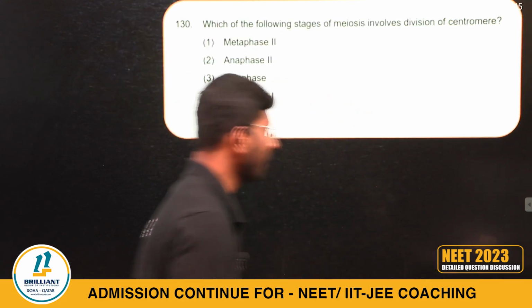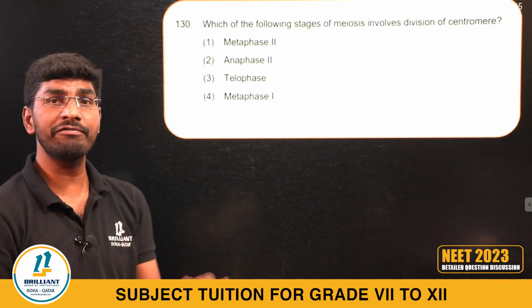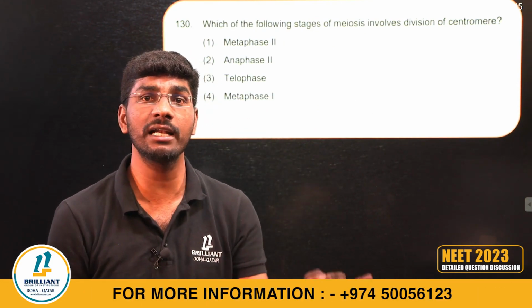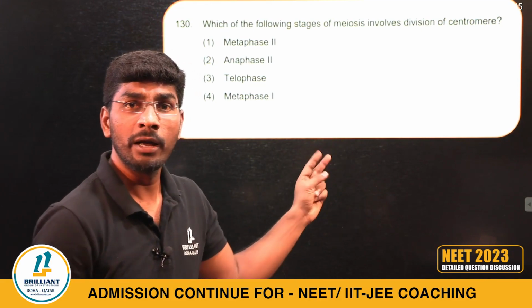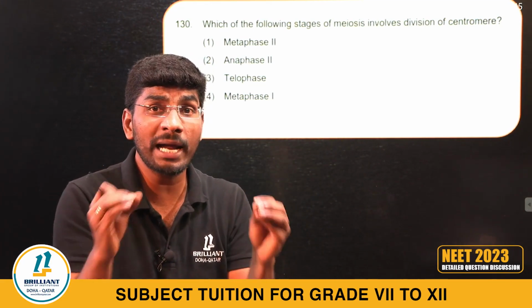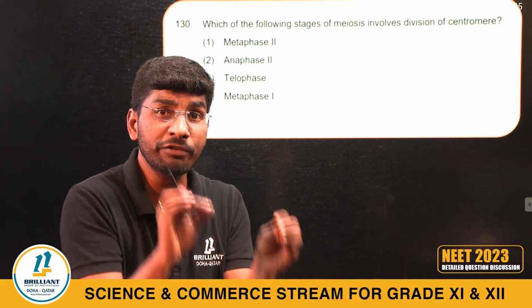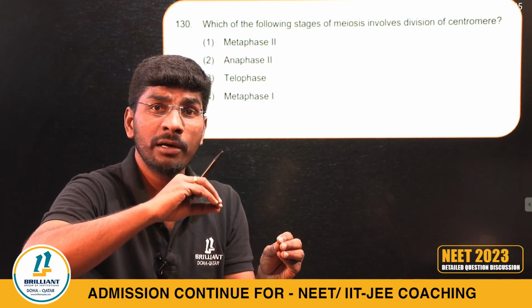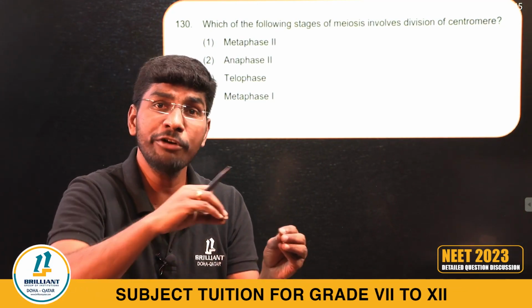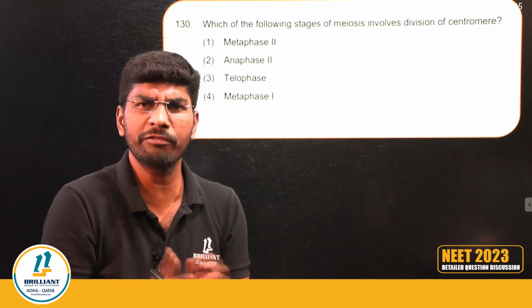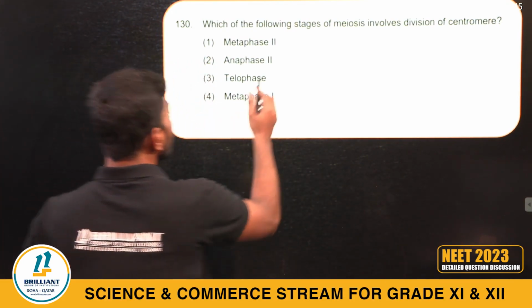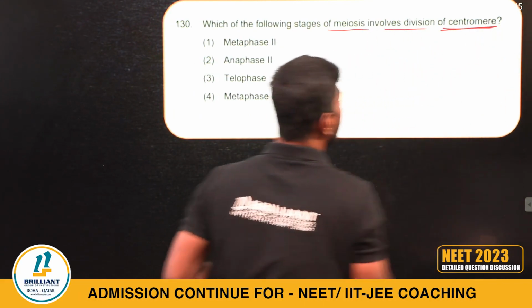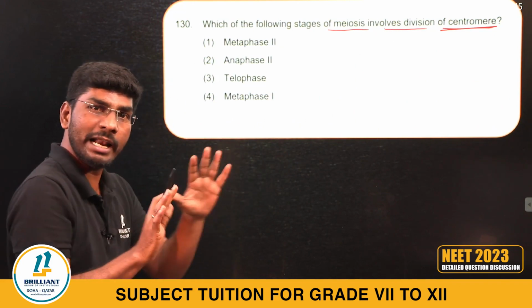Next question, 130. A very important expected question from meiosis, the cell cycle and cell division chapter. In the theory class, many times we discussed at what phase allele segregation and homologous segregation take place, and crossing over takes place, right? Centromere splitting takes place. Many topics we discussed. In this question, they are asking which of the following stages of meiosis involves the division of centromere? Centromere division: anaphase.